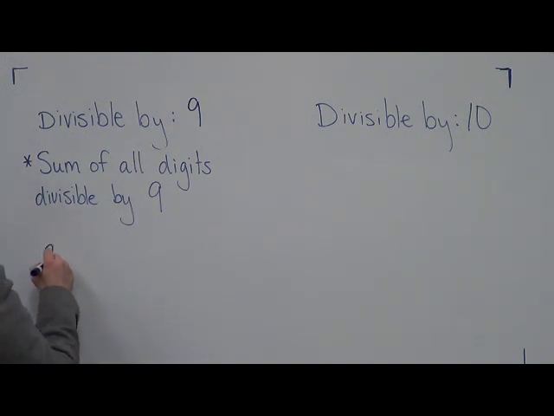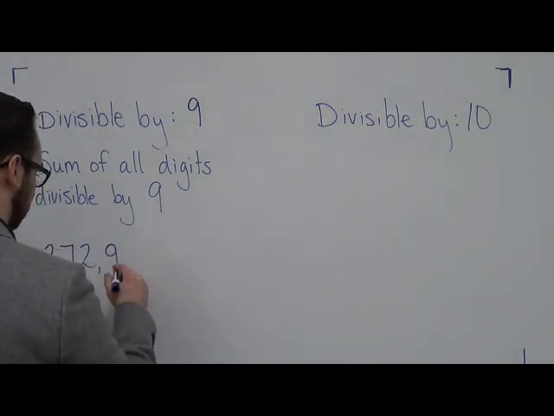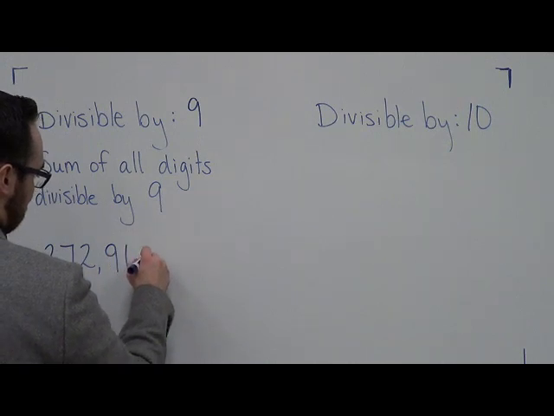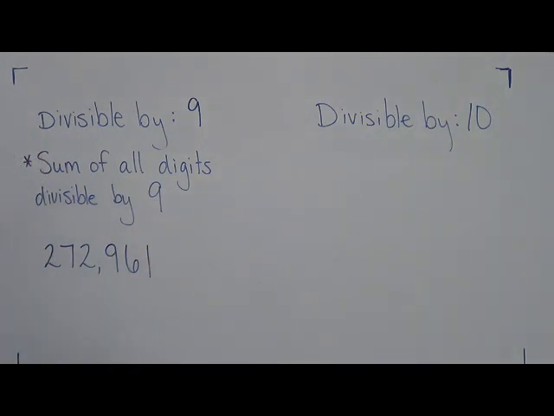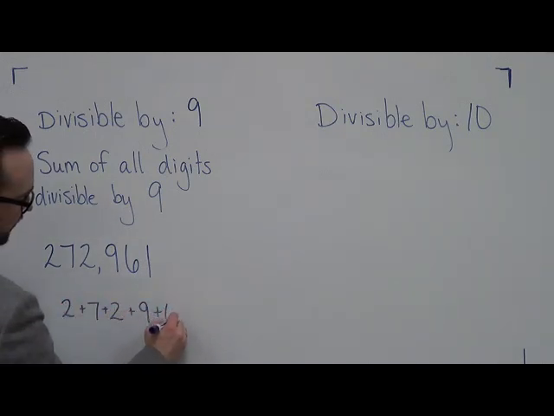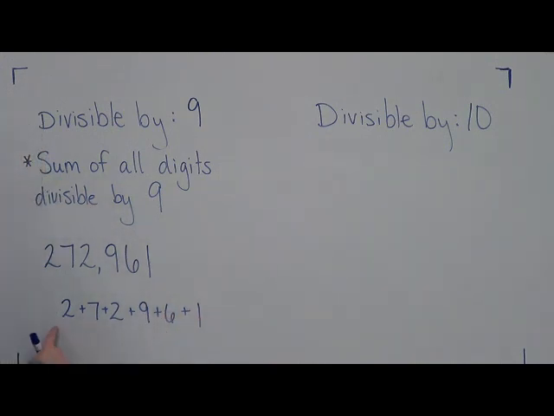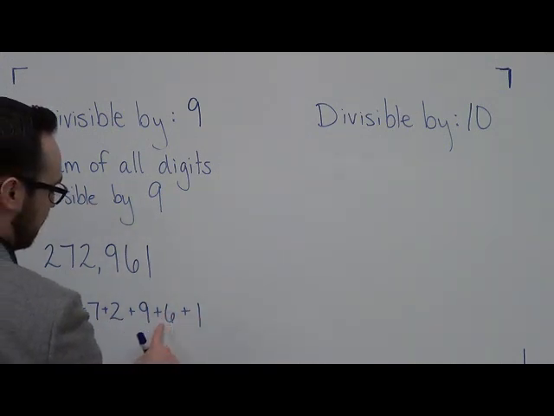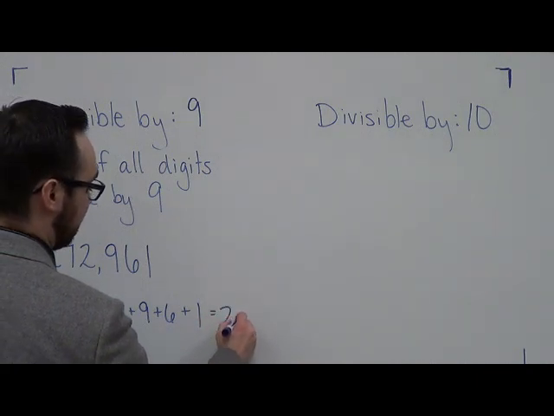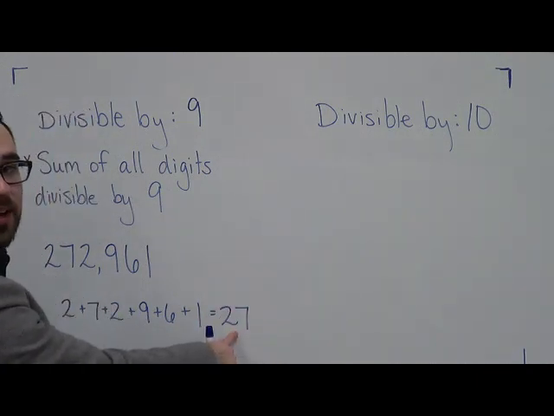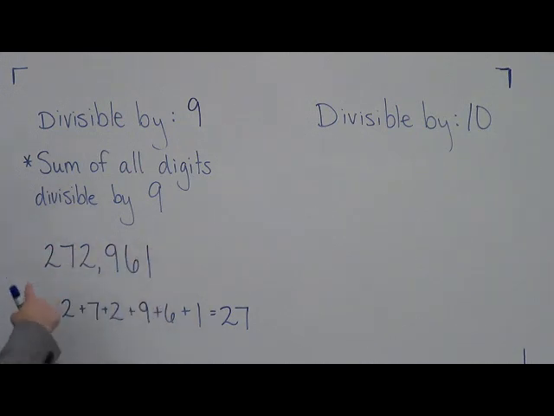So for instance, we could have 272,961. If I add up all of these digits, we have 2 plus 7 plus 2 plus 9 plus 6 plus 1 gives me 9, 10, 11, 20, 26, 27. Since 27 is divisible by 9, that means that this whole number is divisible by 9.